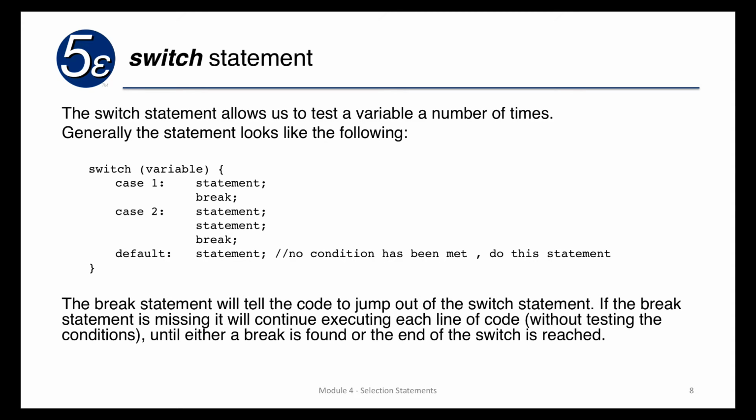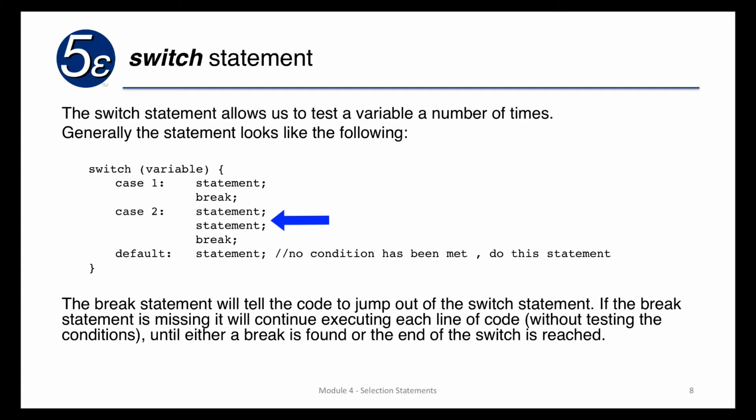The switch statement actually allows us to test a variable a number of times. And the general form of the statement looks like this. We have the word switch, the keyword switch. Now we're testing a variable. Now notice this variable is actually going to be an integer or a character. It's not going to be a string, and it's not even Boolean in this case. We have the open brace and a closed brace down here, and then for each one of these we will have a case statement. So we will say case 1, and what we're saying here is if variable is equal to 1, then it will execute this statement, or as you can see in case 2, multiple statements.